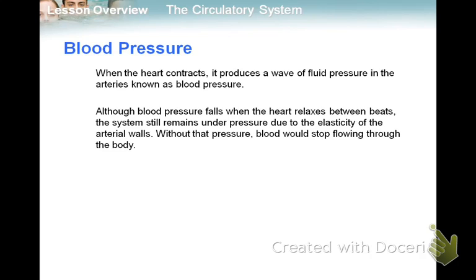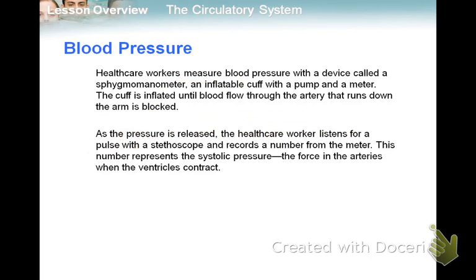When the heart contracts, it produces blood pressure. Blood pressure falls a little bit when the heart relaxes, but there's still pressure because of the elasticity of the arterial walls. Blood would stop flowing through the body if there weren't that pressure there. Healthcare workers measure blood pressure with a device called a sphygmomanometer. We just call it a blood pressure cuff.